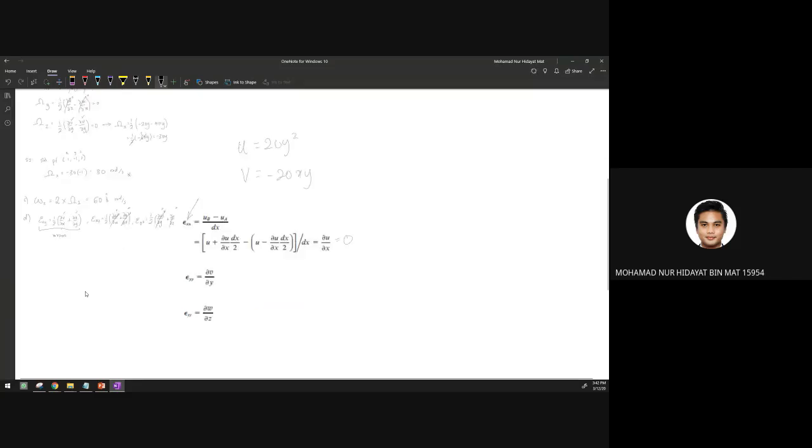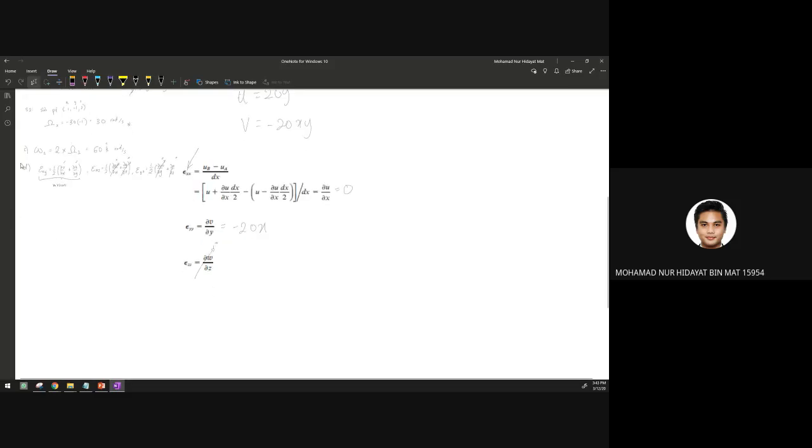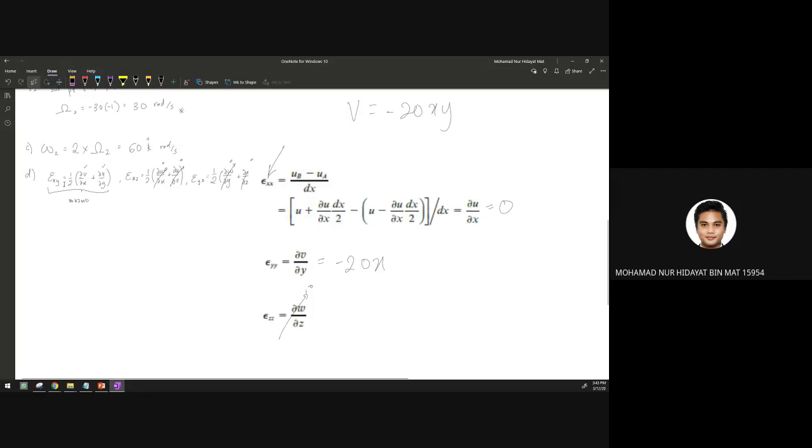Alright. How about y component? This is v with respect to y. So you differentiate the partial derivative of v with respect to y. So this is v. You differentiate in terms of y, you will get the answer negative 20x. This is definitely 0 because we don't have w component. So how many non-zero components do we have? We have 2 components. Alright, epsilon xy and epsilon yy. So yy we have calculated previously, and we need to calculate only this component.